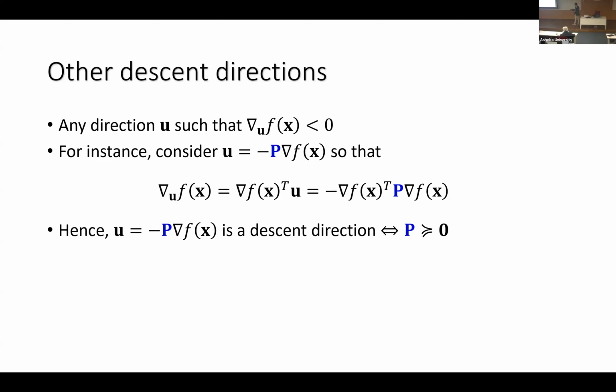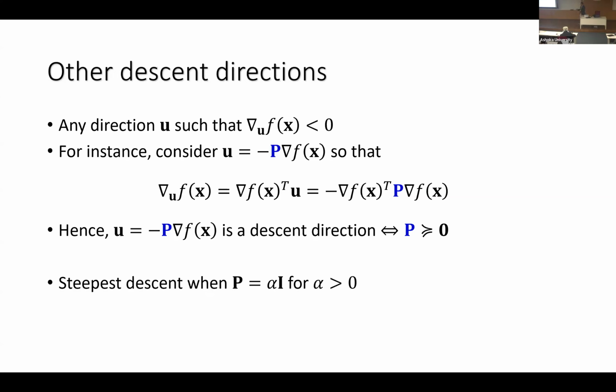Has everyone seen this notation? This is literally the definition of P being positive semi-definite: for all vectors u, u transpose P u is greater than or equal to 0. That is called a positive definite matrix. For any possible u, this condition is sufficient and necessary. That is coming from linear algebra. So any direction which just amounts to matrix multiplication with the gradient is basically a descent direction.